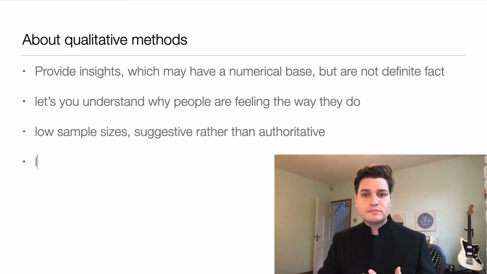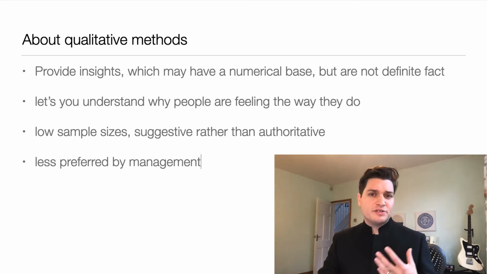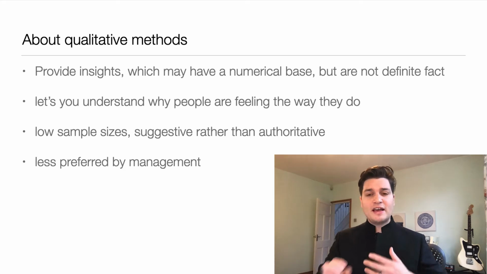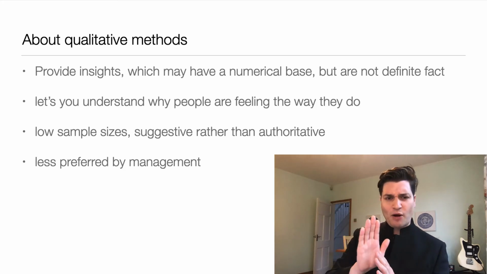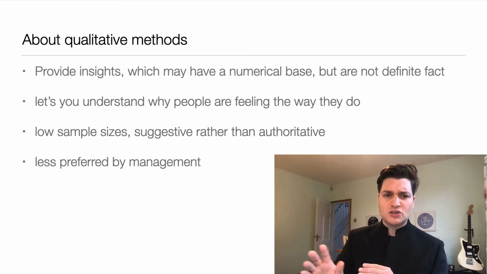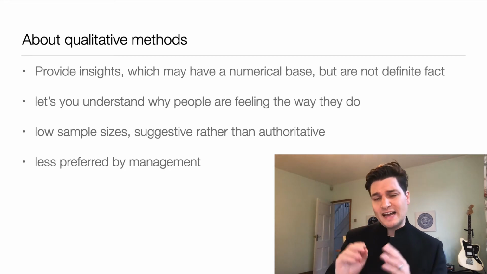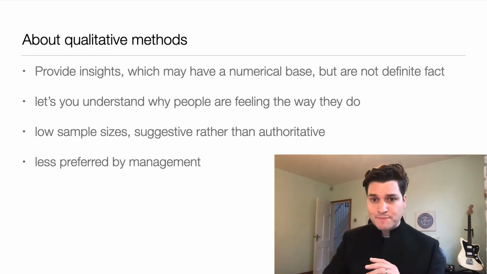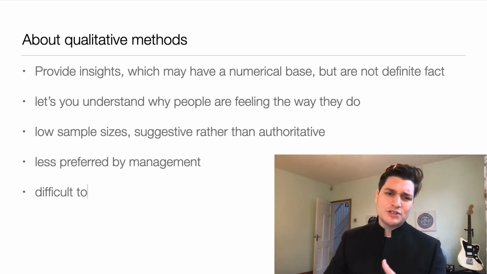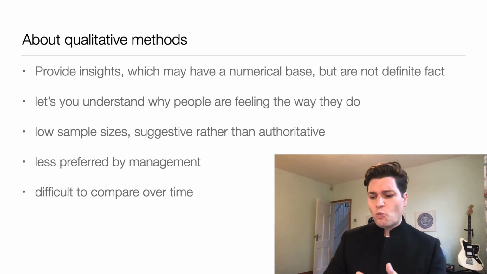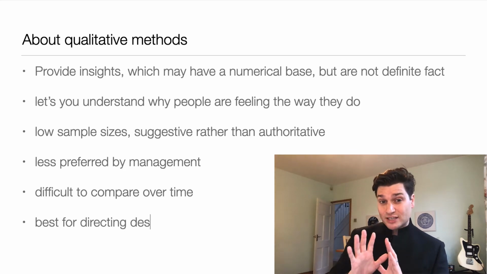Now, management don't like qualitative as much because they can't track it over time, and they can't go to the board meeting and say, look at how we've done 100% improvement, or look at how we're better than our competitors in this very technical way. And they really are difficult to compare over time because one person's experiences can be very individual. They may represent the crowds of your users, but they may not. What they are doing is directing the design process.